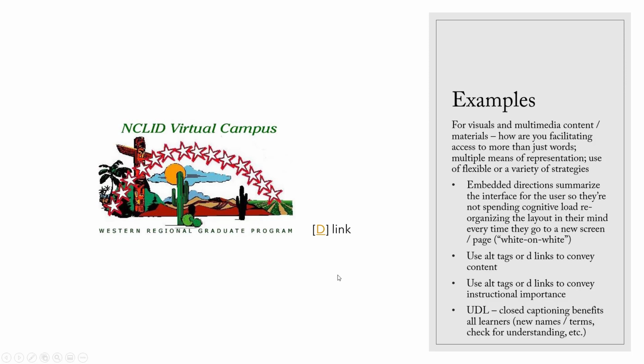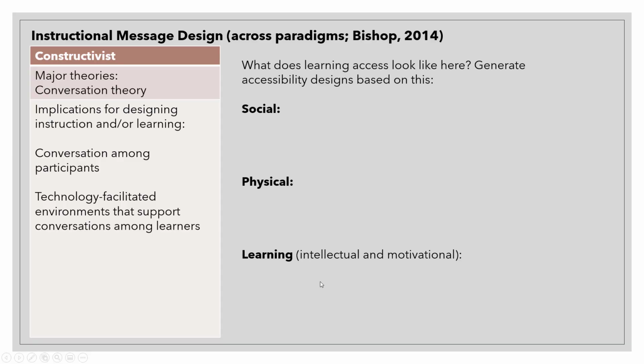Okay, so let's wrap up real quick with looking at accessibility through the lens of constructivism. This one's a little bit trickier. I've got the same question, so as we go, I want you to be thinking about, what does learning access look like? What is social access, physical, and learning, either intellectual or motivational access, look like here?